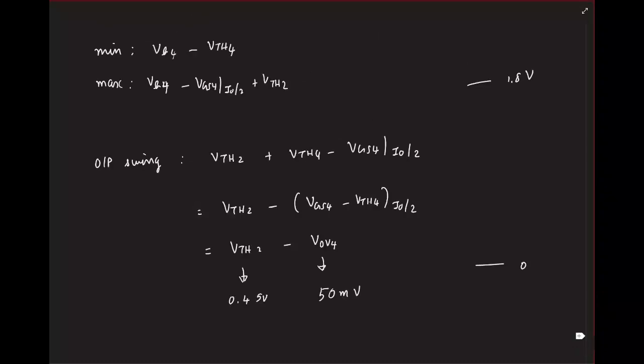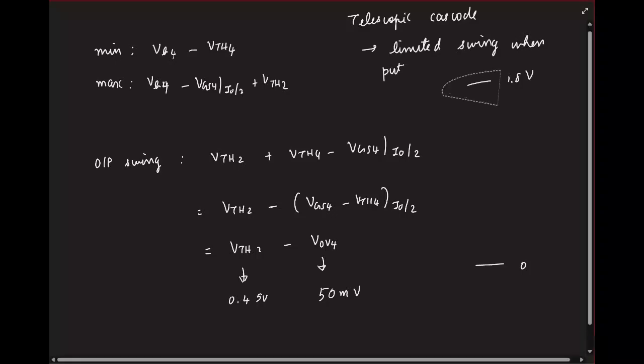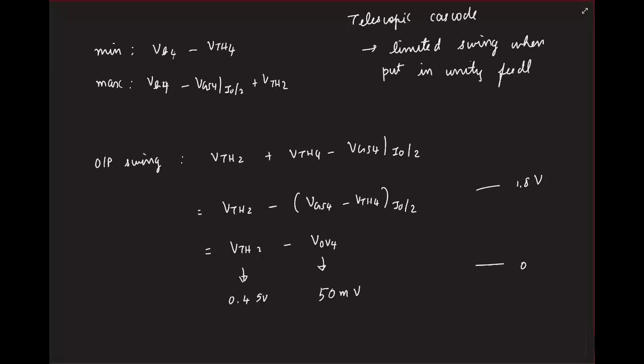Okay, so let's get back to this. The problem with this telescopic cascode is that, as you see, it provides a very high gain, right? But the issue is it has a limited output swing when you put it in unity feedback. Okay, this is one drawback.